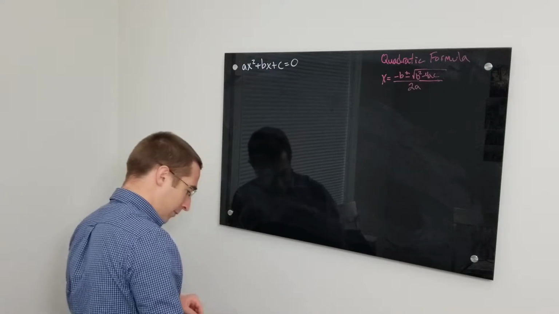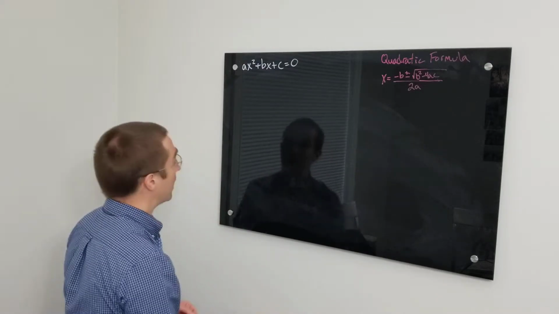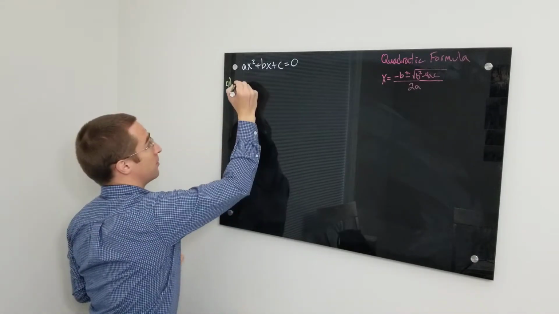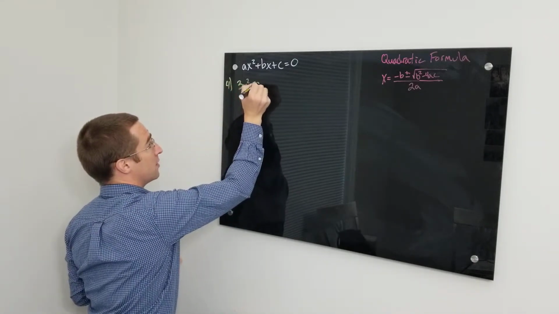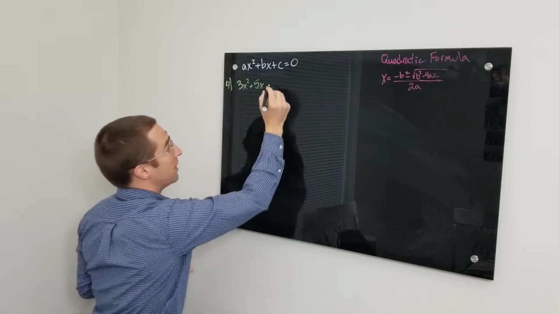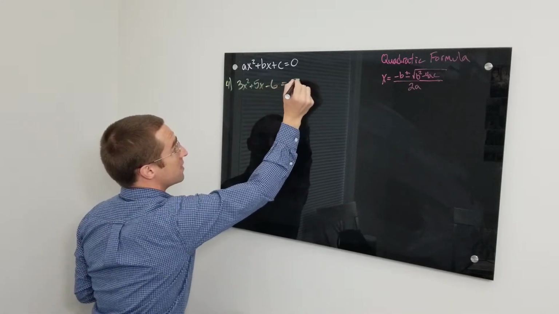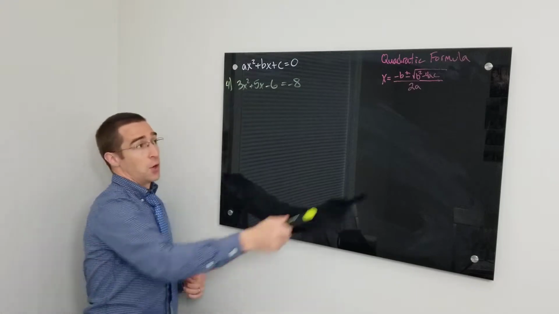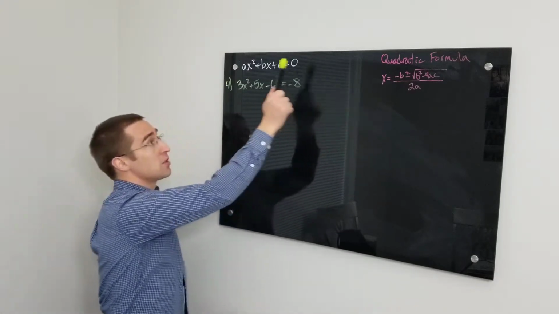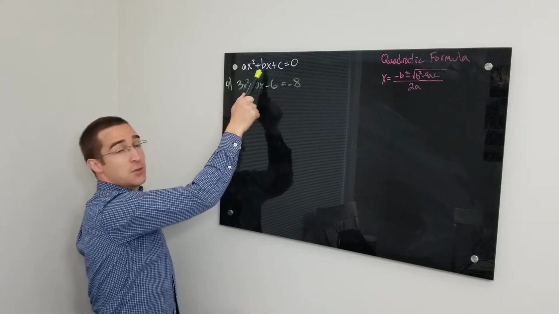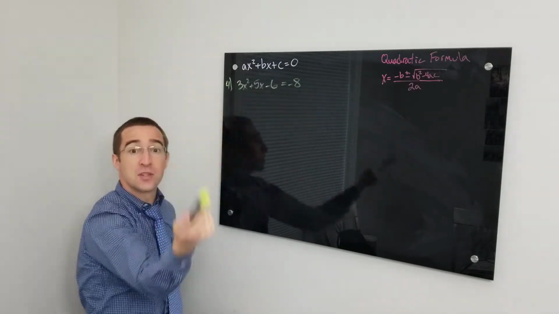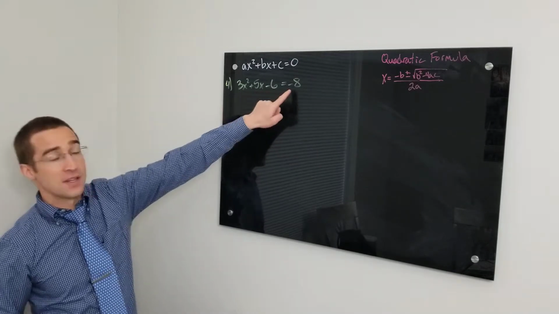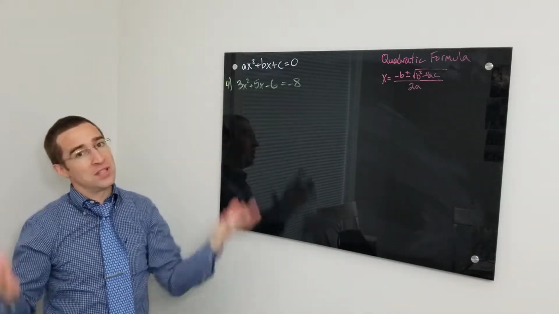So problem 4, we have 3x squared plus 5x minus 6 equals negative 8. So notice the quadratic formula is the solutions to this equation. Ax squared plus bx plus c equals 0. Here we have something, 3x squared plus 5x minus 6 equals negative 8. Negative 8 is not 0.